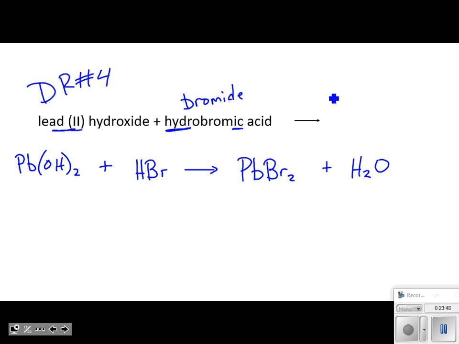Now, do I have a balanced chemical equation right here? I do not. I can see that I at least need a 2 right here because I have 2 bromine. Lead's good. Bromine's good. Hydrogen, 2 and 2 is 4. So that tells me I'm going to have to put a 2 here. 2 and 2 is 4. 2 oxygen, 2 oxygen. Balanced equation? Yes.